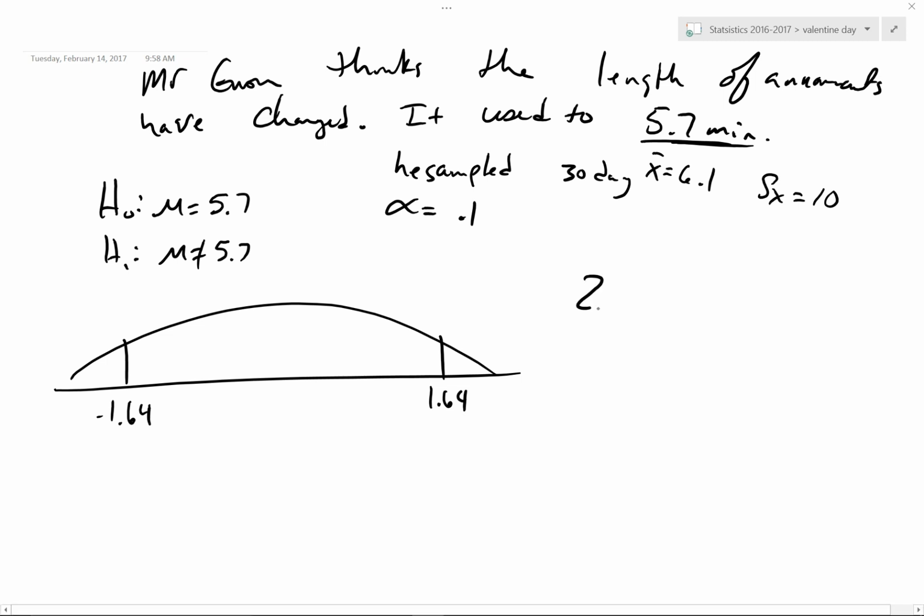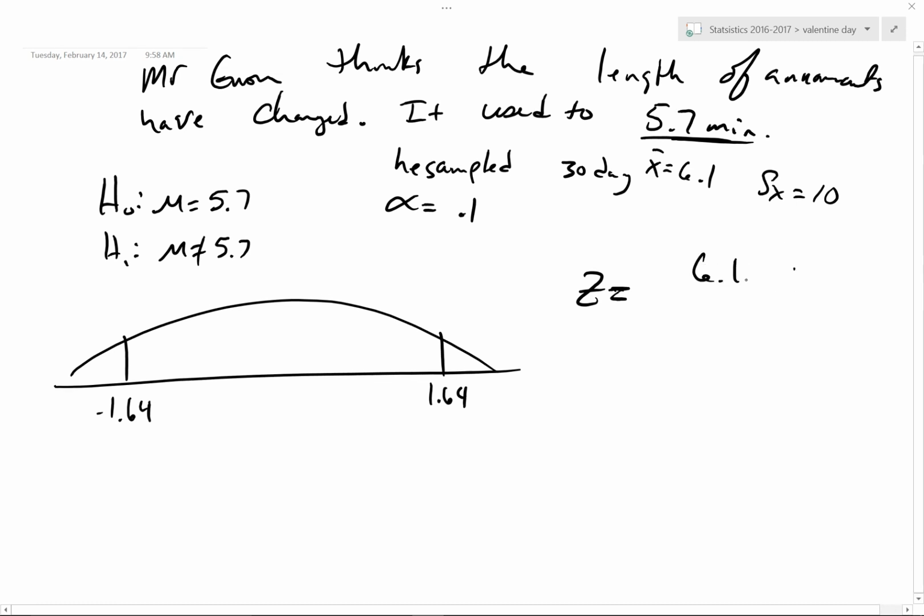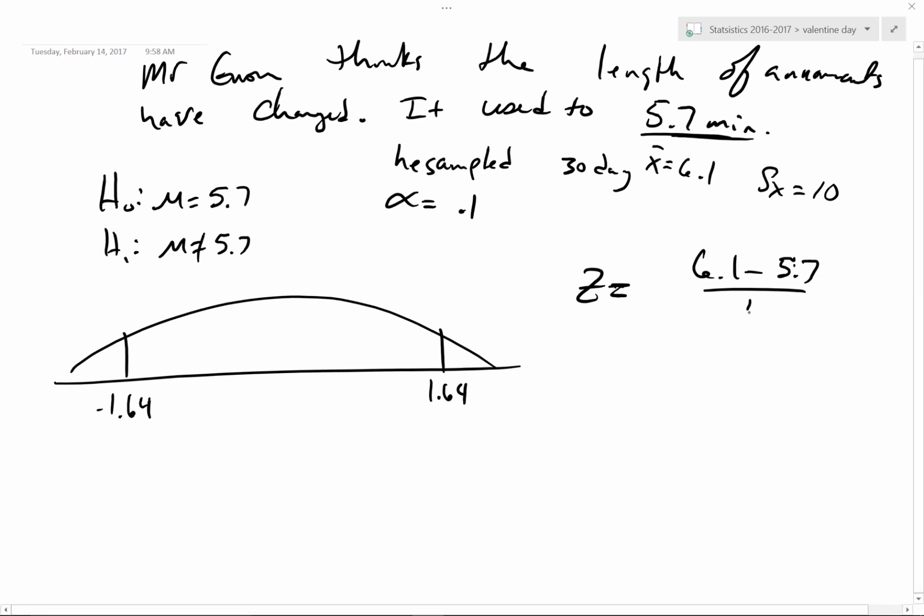Hey, I need a z-score here. So z equals 5.7 minus 6.1. Oops, I did it backwards, didn't I? 6.1 minus 5.7. Does it matter which way you subtract them? On a two-tail, not so much. But on anybody else, it totes does. Over 10 over the square root of 30.